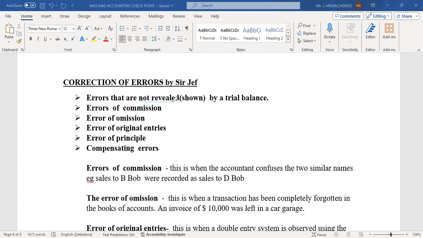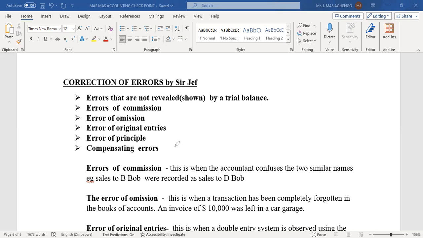So in simple terms, they can say in the examination, can you state 5 errors not revealed by the trial balance? So take note of the words not revealed. That makes sense. All right, so let's start. There is error of omission. There is error of original entry. There is error of principle. Then there are compensating errors. These are the errors that are not shown by the trial balance.